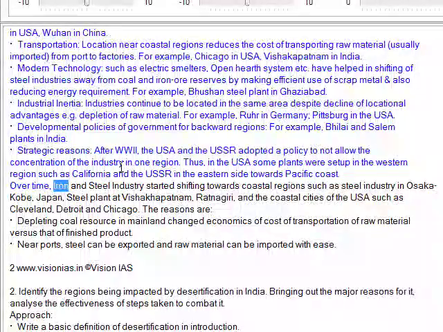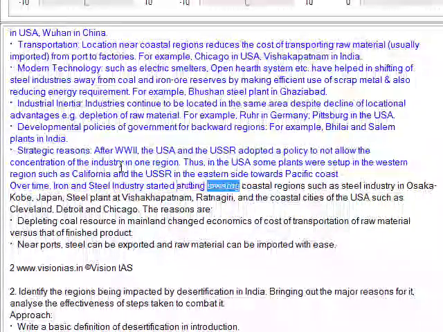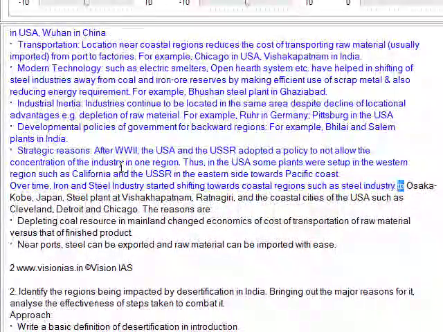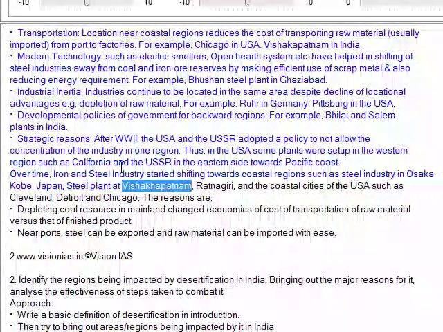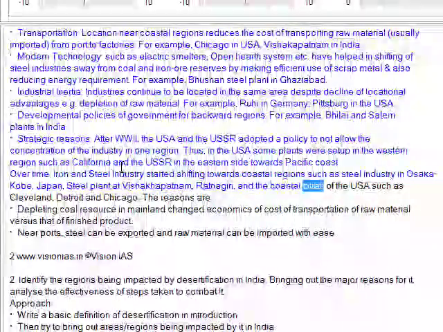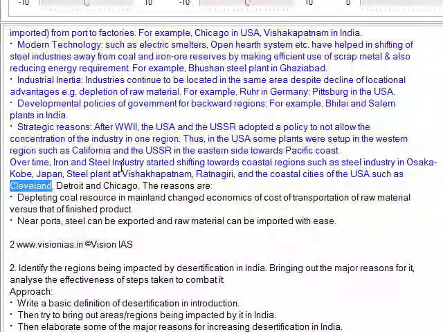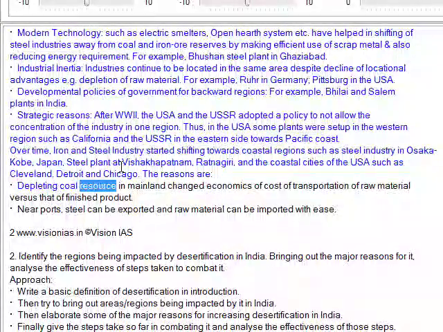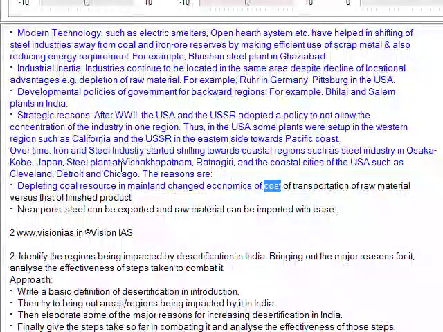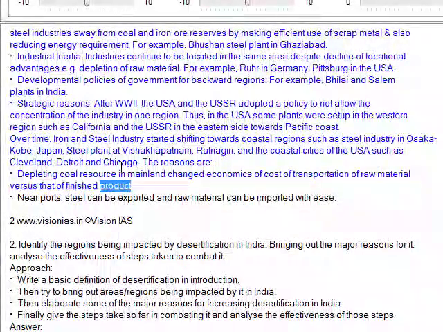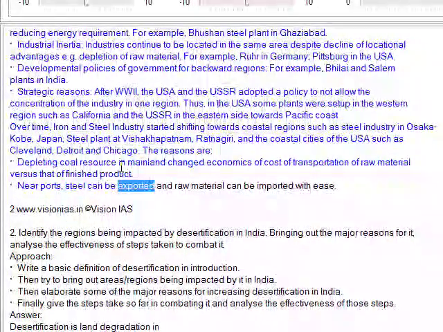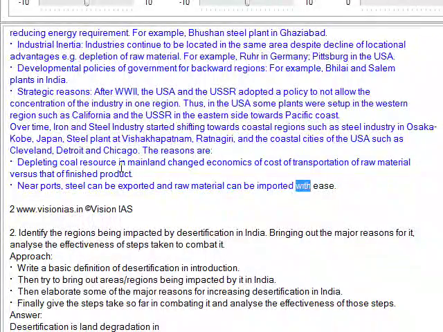Over time, iron and steel industry started shifting towards coastal regions, such as steel industry in Osaka, Kobe, Japan, steel plant at Visakhapatnam, Ratnagiri, and the coastal cities of the USA such as Cleveland, Detroit, and Chicago. The reasons are: depleting coal resource in mainland changed economics of cost of transportation of raw material versus that of finished product. Near ports, steel can be exported and raw material can be imported with ease.